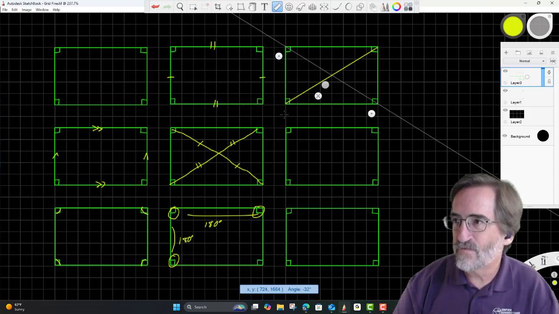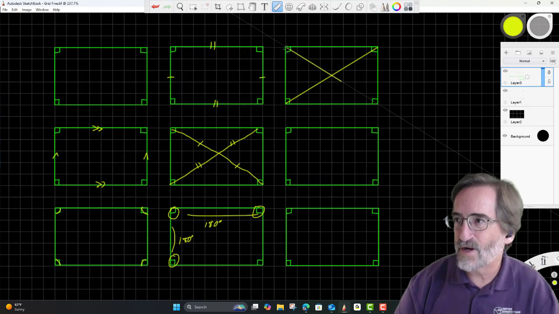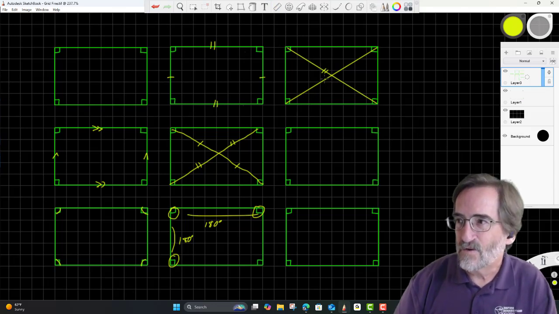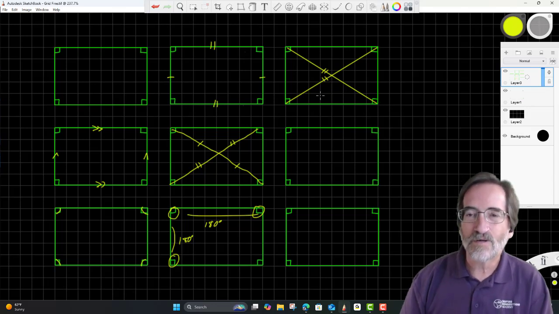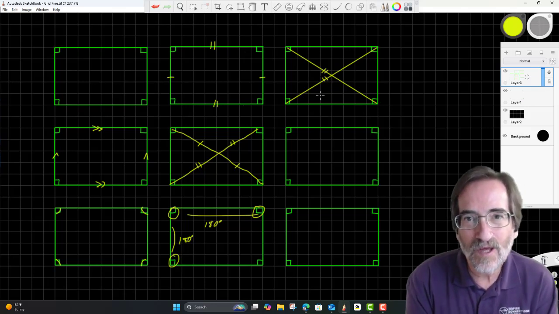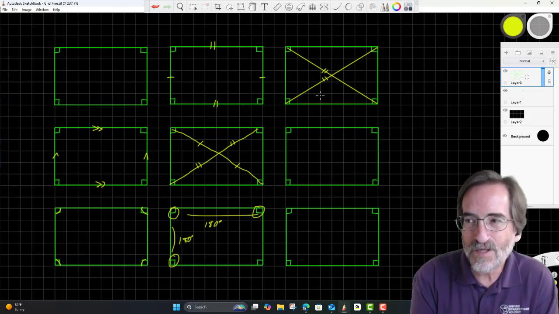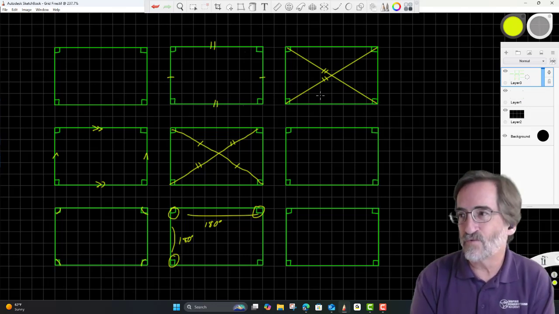And this is an if and only if. It flows both directions. If a parallelogram has congruent diagonals, then it is a rectangle. If a parallelogram is a rectangle, then it has congruent diagonals. And we can use this to answer all kinds of questions, but this is a unit on proof, so let's go ahead and do a proof.